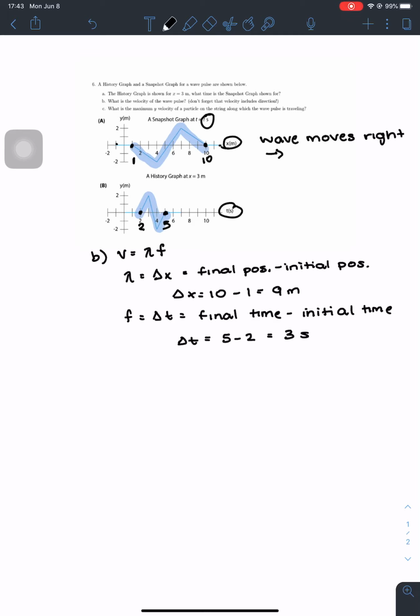So we plug that back into the formula, which we get v equals 9 times, oh, sorry, I made a mistake. Actually, this will be our period. And to find frequency from our period, it's 1 over our period. So our frequency is 1 over 3. So then 9 times 1 over 3 equals 3 meters per second.